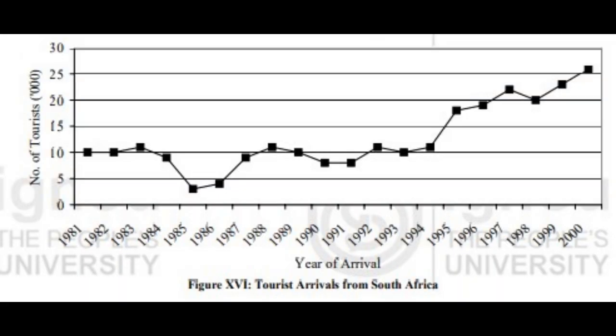The arrivals grew from 9,917 in 1981 to 26,502 in 2000 at a compound growth rate of 5.3%. Year-wise arrivals are given in Table 4. The following graph exhibits yearly trends in the tourist arrivals from this country. Figure 16. Tourist arrivals from South Africa.